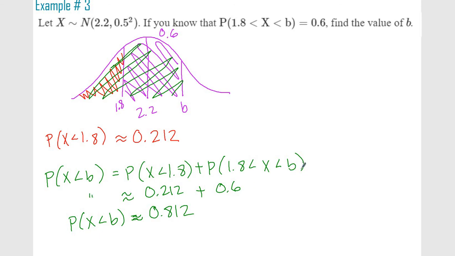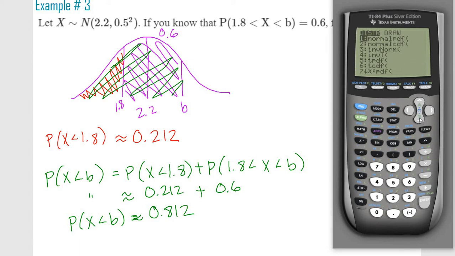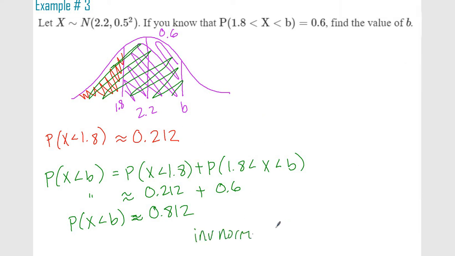Now we can use the inverse norm. Going to our calculator, second vars, the inverse norm, we want the area to be 0.812. The mean is 2.2. The standard deviation is 0.5. We paste it. We get 2.64. So that means using the inverse norm on the calculator, we get b is 2.64, well, approximately.